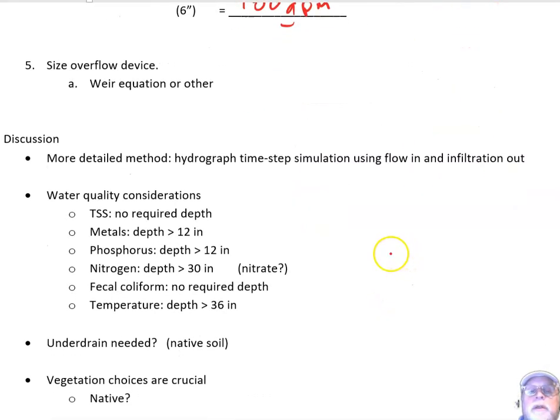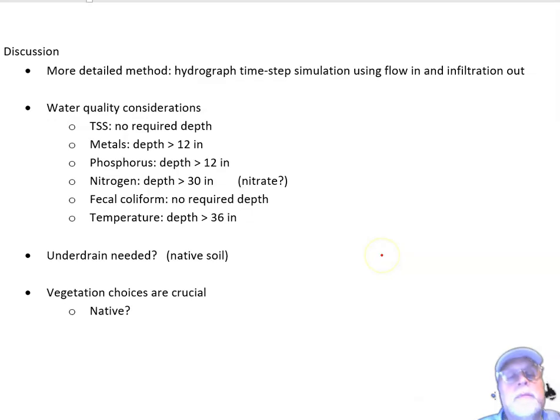I want to wind it up by talking about a few things. We could do, and we can do the same thing with retention ponds, a more detailed method, a hydrograph time step simulation. We could also do a simpler method where we don't do our harmonic average of the K values, and some of the things.